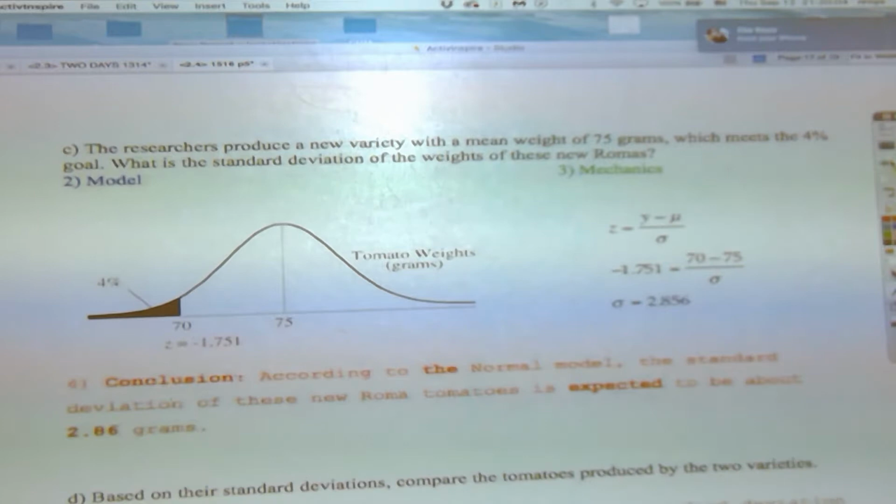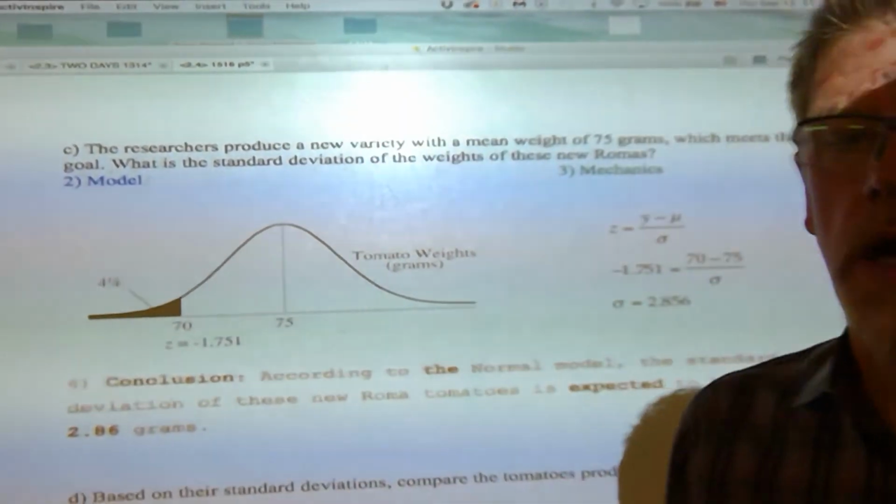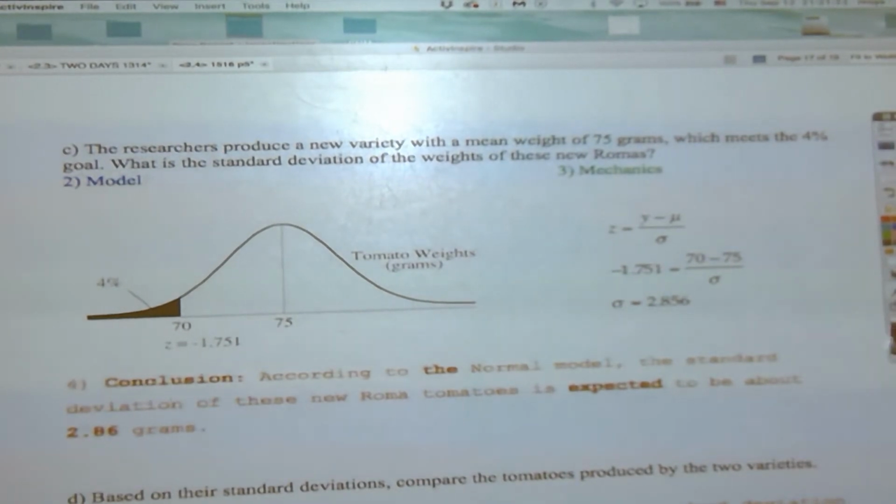My phone. Okay, we're going to pause. I take my phone call. Pardon, back. So the standard deviation on that one came out to be 2.856.